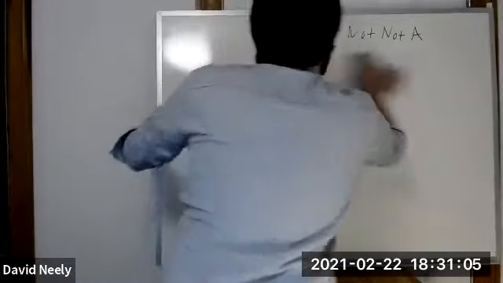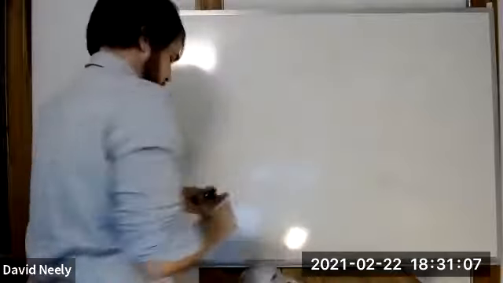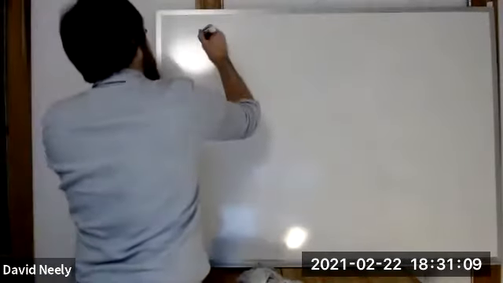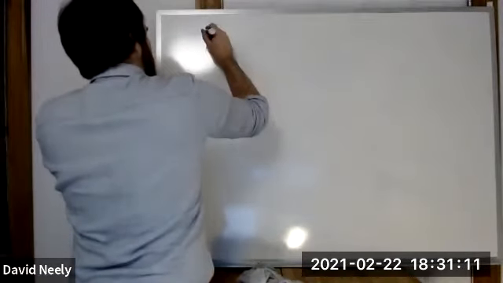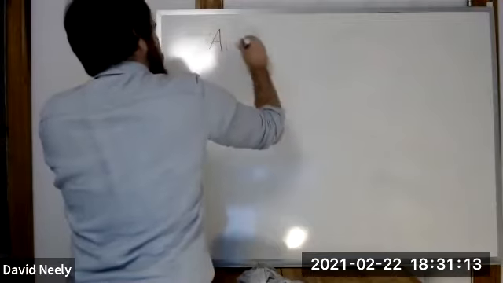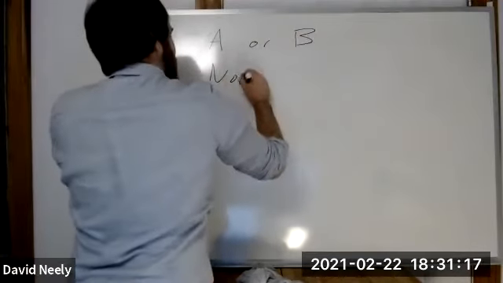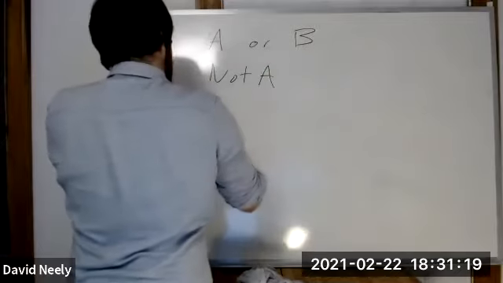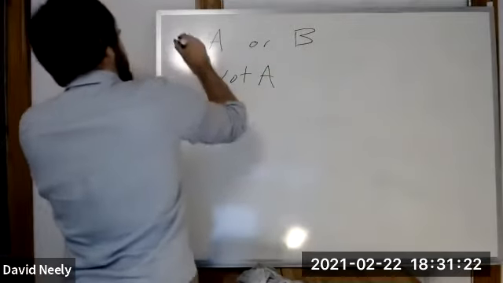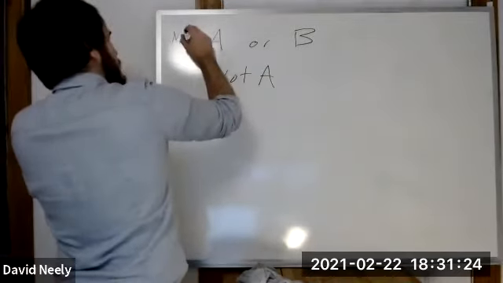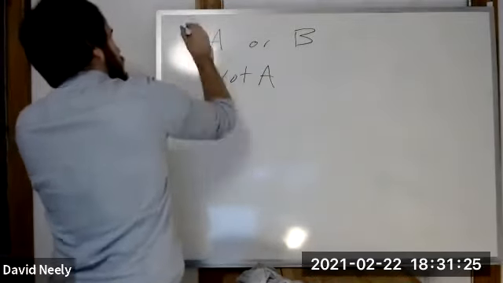These, however, are more useful. Premise 1, A or B. Premise 2, not A. Conclusion, B. Or premise 1, premise 2, conclusion. So what would be an example of this one?